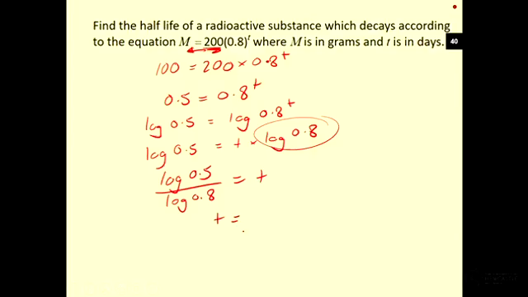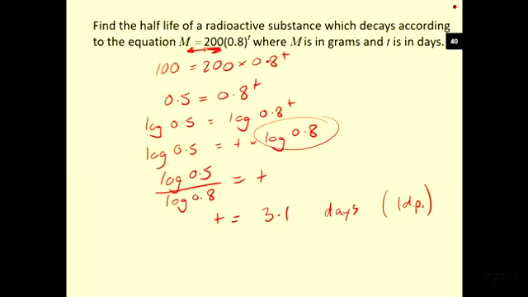It didn't tell me what to round it to. T is in days, I'm just going to make sure I write that. Log of 0.5 divided by log of 0.8 is equal to 3.106, so 3.1 will do to 1 dp. If every 3 days it halves itself, fine. Hopefully it made sense of that.